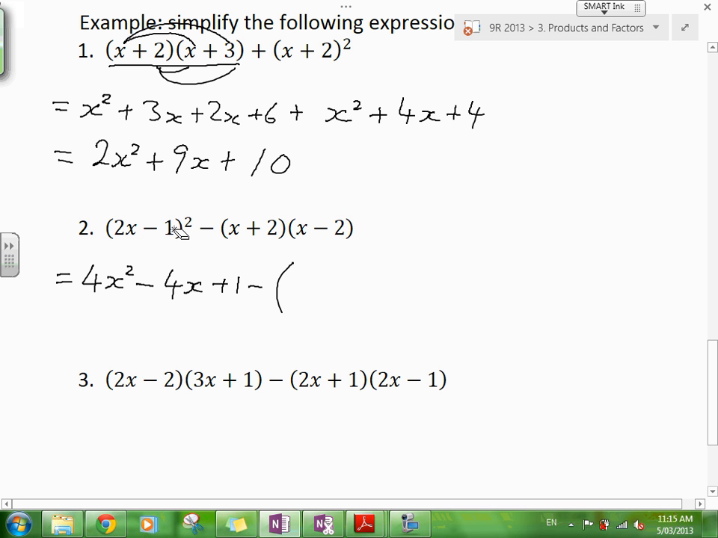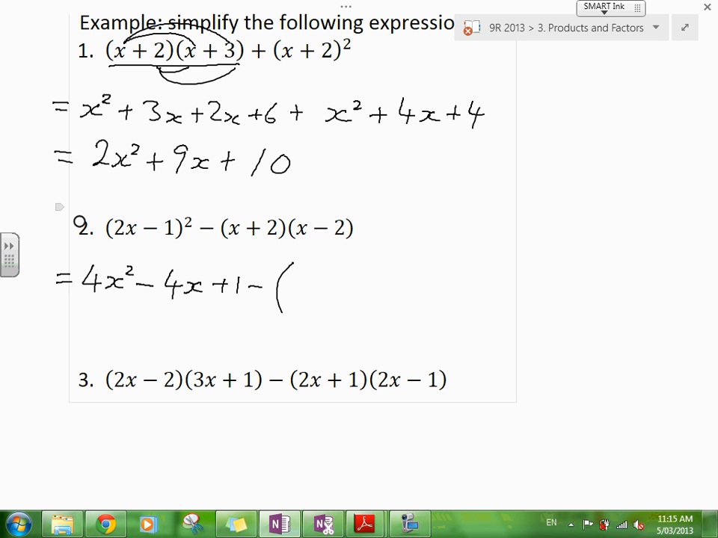Alright, so I'll go over perfect squares again. Listen carefully. You square the first one, so you do 2x all squared, which is 4x squared. The second term, you multiply the two together, and then you double it. Minus 1 times 2x is minus 2x, times 2 is minus 4x. And then you square the second term, which is minus 1 squared, which is plus 1.